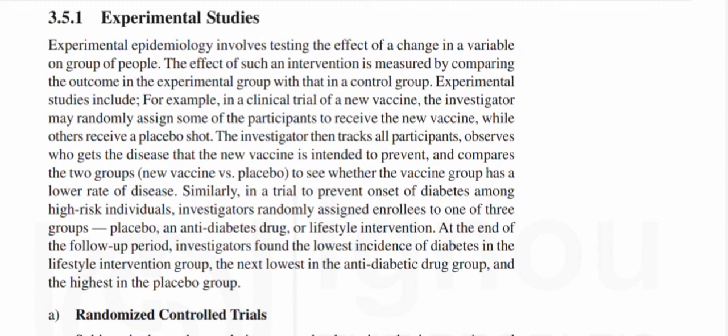Similarly, in a trial to prevent onset of diabetes among high risk individuals, investigators randomly assigned enrollees to one of three groups: placebo, an anti diabetes drug, or lifestyle interventions. At the end of the follow up period, investigators found the lowest incidence of diabetes in the lifestyle intervention group, the next lowest in the anti diabetic drug group, and the highest in the placebo group.